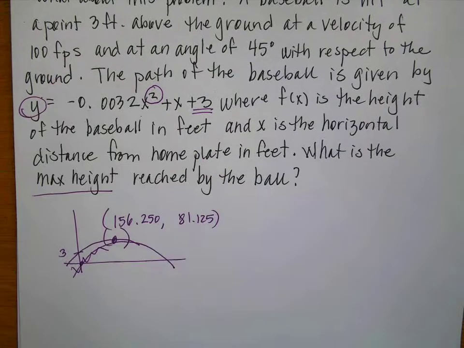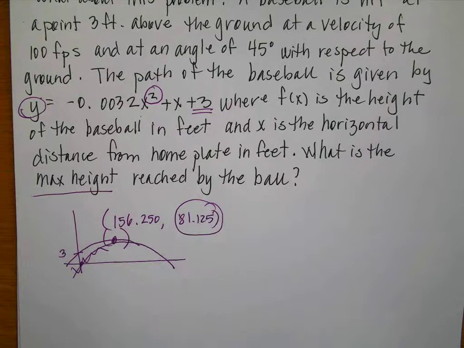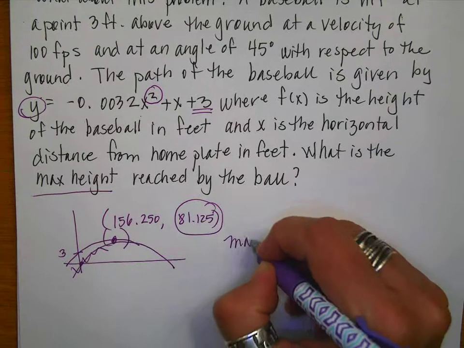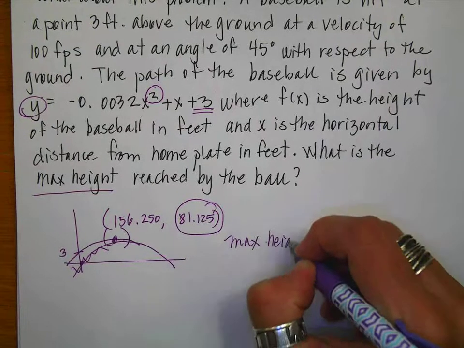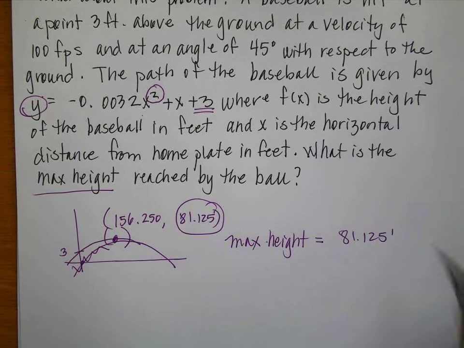So it says in our equation that I'm looking for the maximum height, and y is the maximum height. Therefore, this is the maximum height that the ball reached. So I answer the question. The maximum height is 81.125 feet. Always wanting to make sure that we include those directions. So sometimes your calculator can be really handy.